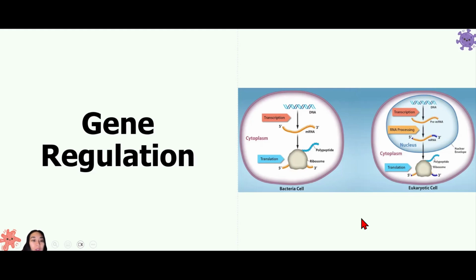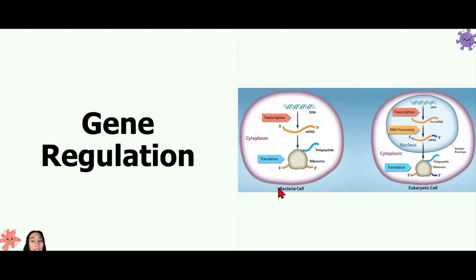Hello, in this video, we're going to be talking about the concept of gene regulation, which is essentially controlling how much of a specific protein is being made. So, for example, if a cell wants to make more or less of a specific protein, it can either slow down transcription or increase transcription, or it can control translation.